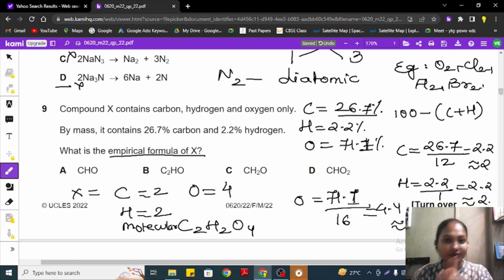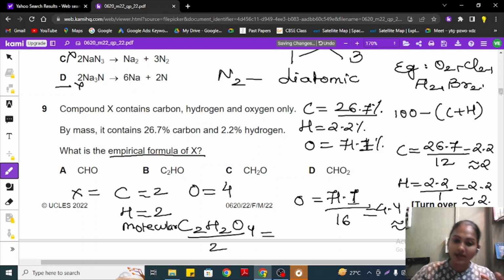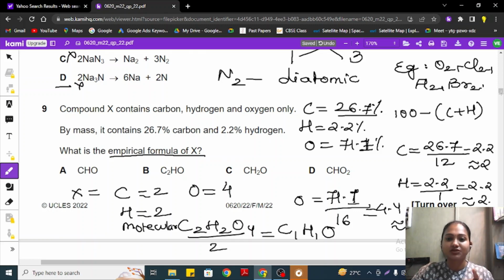It's not an empirical formula. For an empirical formula, you have to take the ratio, you have to divide it by 2. So carbon, instead of 2, it will be 1. Hydrogen will also be 1. And oxygen, out of 4, it's going to be 2. So out of which 4 options do we get the answer? It is D. Correct. Let's move to the 10th question.